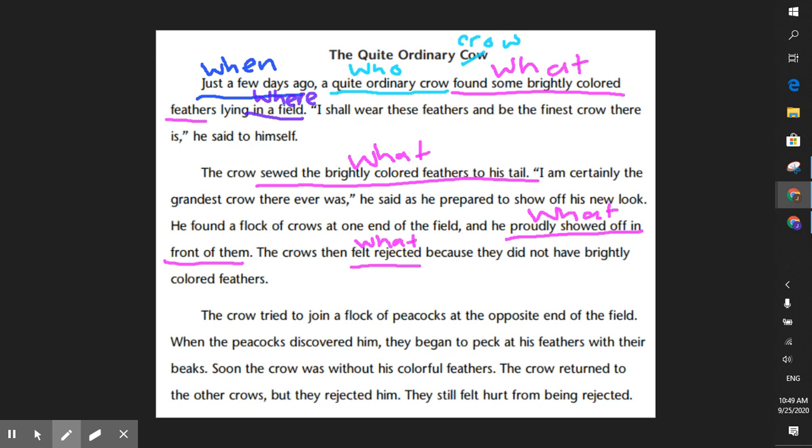What does the crow do after he shows off in front of the crows? So he shows off, they felt rejected, so they're sad. So he tries to join a flock of peacocks next. This is still what. What do the peacocks do? The peacocks began to peck at his feathers, right? So they're taking off his feathers. Bye-bye. What does the crow do when he is without his feathers? He returned. The crow returned to the other crows. This is still what.